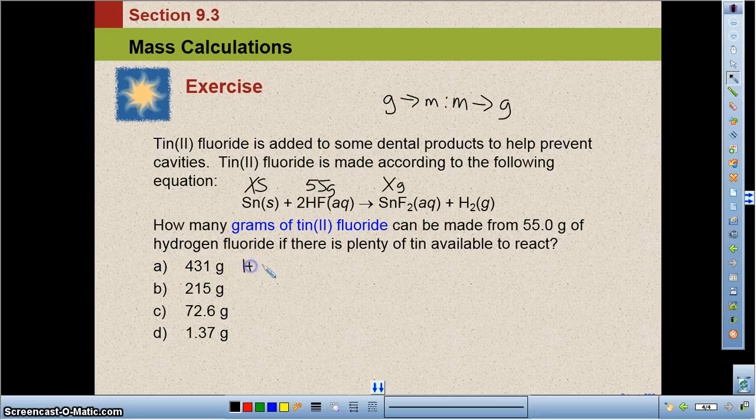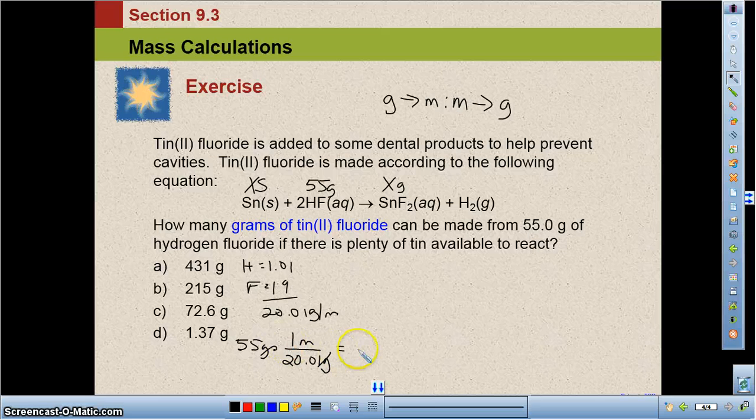So the mass of hydrofluoric acid, fluorine is 19. So it's about 20.01 grams per mole. I'm going to take my 55 grams, and I'm going to change that to moles by taking 20.01 grams. So 55 divided by 20.01 is going to be 2.75 moles of hydrofluoric acid.